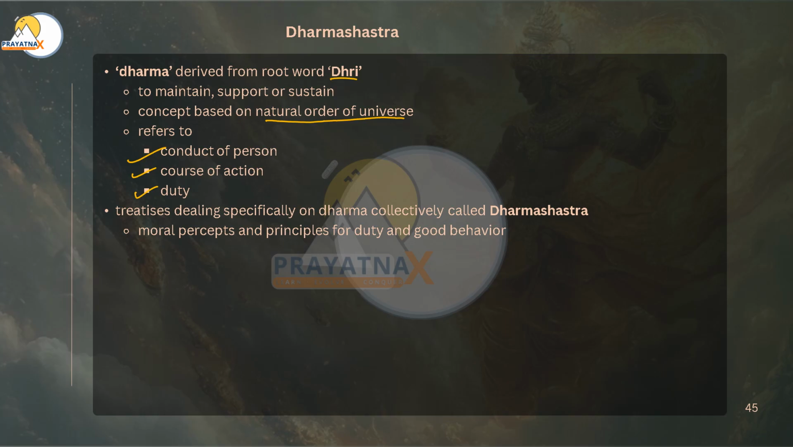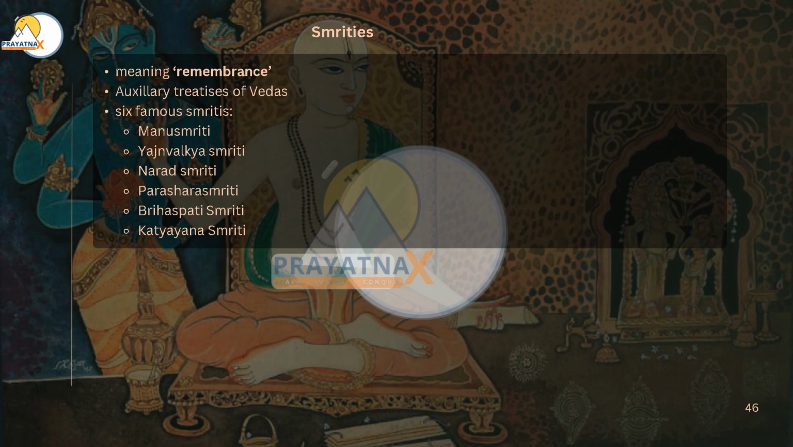Now, moving on to Smritis. Smritis means remembrance. These are auxiliary treatises of the Vedas and are treated as a part of the revelation. There are six famous Smritis: Manusmriti, Yajnavalkya Smriti, Narad Smriti, Parashar Smriti, Brihaspati Smriti, and Katyayana Smriti.